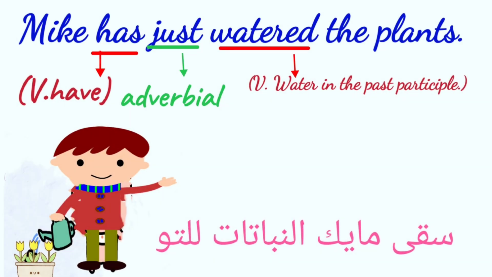Mike has just watered the plants. Here we have the verb have in the simple present tense, plus the adverbial, which is just, and watered, from the verb water, the past participle.